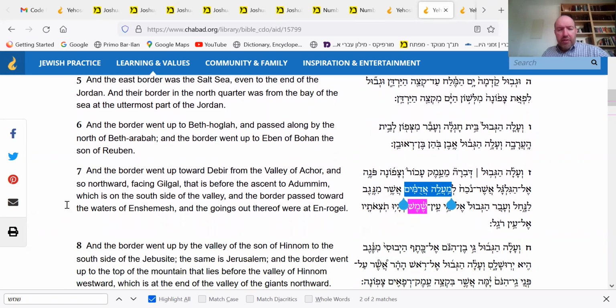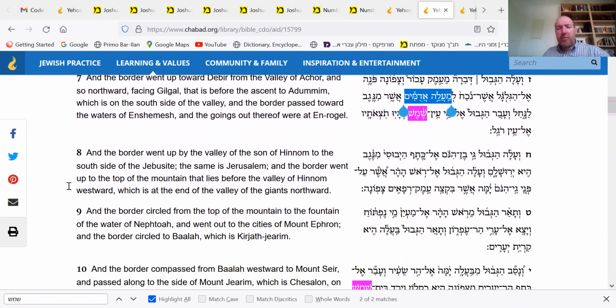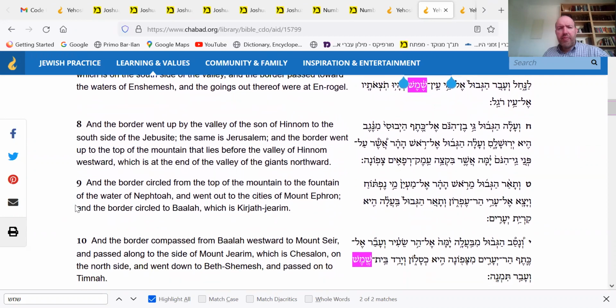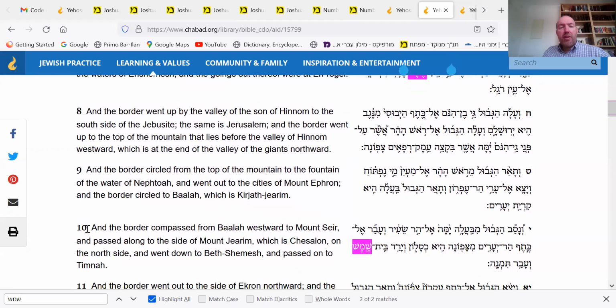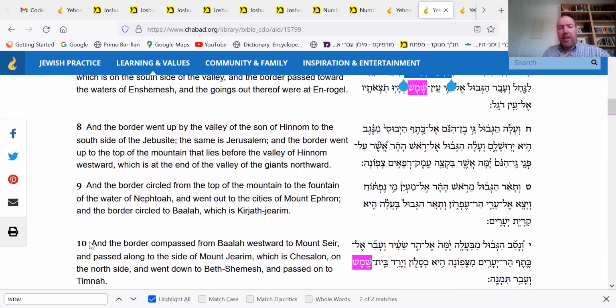If we move on to the next verse, verse 8, this is where we get into close to Jerusalem, the northern part. "And the border went up by the valley of the son of Hinnom," Gai ben Hinnom, known. This is right before the old city, "to the south side of the Jebusite, the same as Jerusalem. And the border went up to the top of the mountain that lies before the valley of Hinnom westward, which is at the end of the valley of the giants." Now, this valley of the giants in Hebrew is called Emek Rephaim.